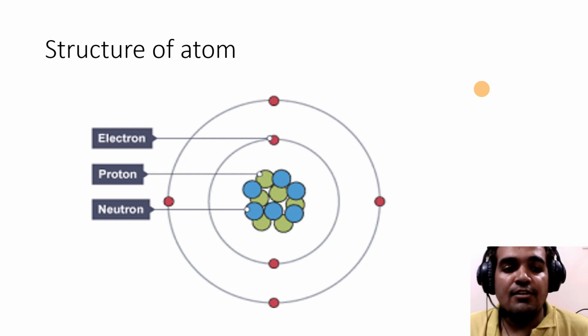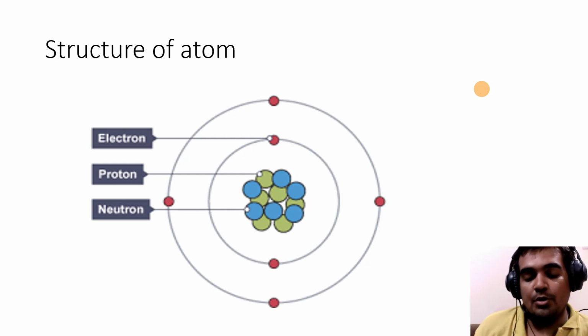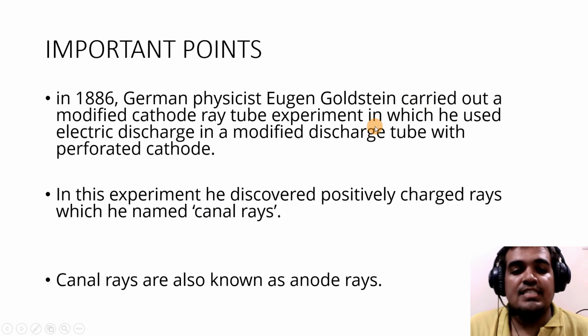Now, after having a look at the structure of atom, we shall move to the main topic, that is the discovery of protons. In 1886, German physicist Eugene Goldstein carried out a modified cathode ray tube experiment in which he used electric discharge in a modified discharge tube with a perforated cathode. In this experiment, he discovered positively charged rays which he named the canal rays. Canal rays are also known as anode rays.